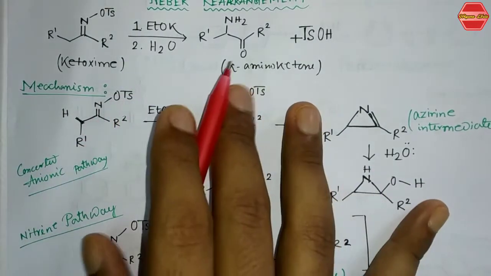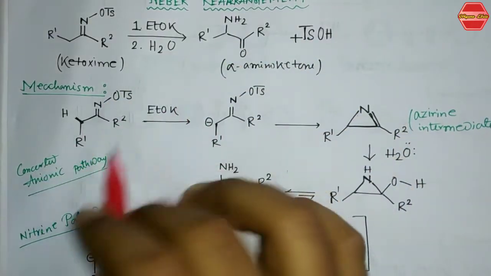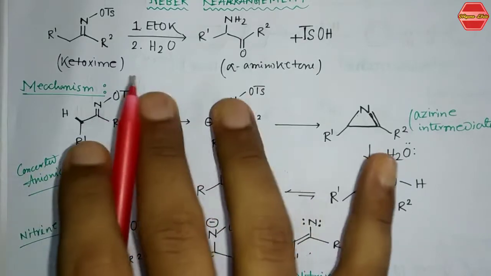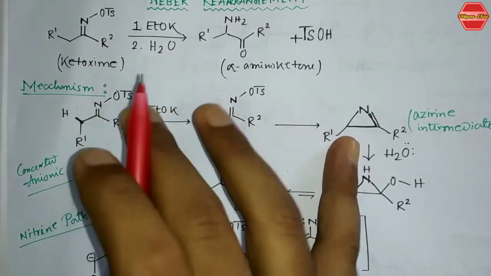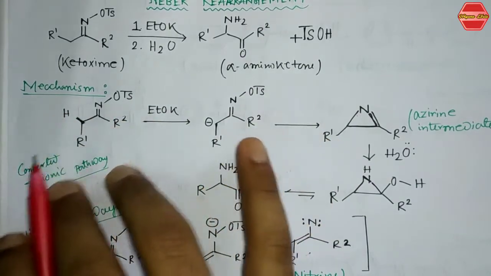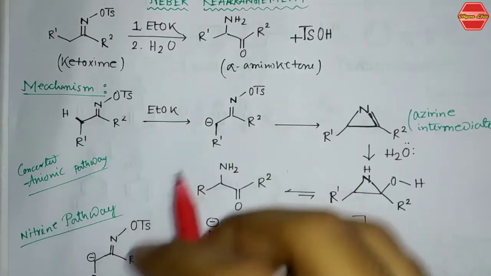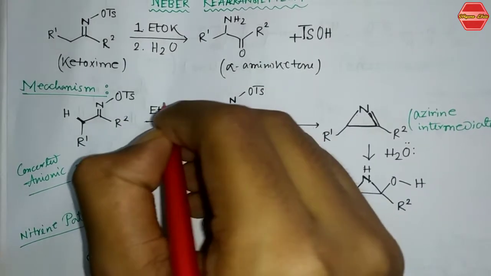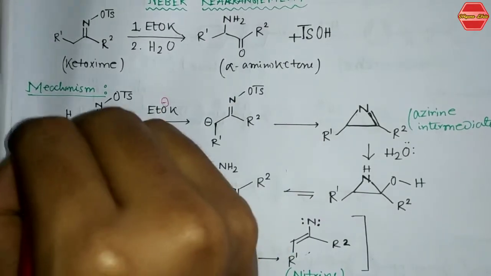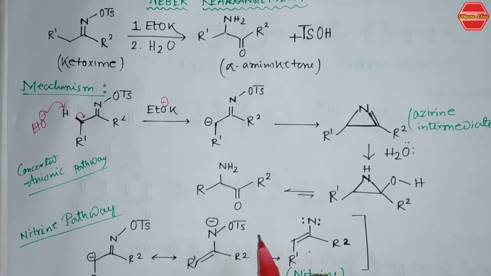I have also discussed both of them, but first we are going to start with the concerted anionic pathway. So this is the first mechanism, and the second mechanism is the nitrene pathway. For that you have to know what the concerted anionic pathway is. The concerted anionic pathway is basically when we use potassium ethoxide, so it is a base. When we use this, it can take a proton, and we get the negative charge over here.